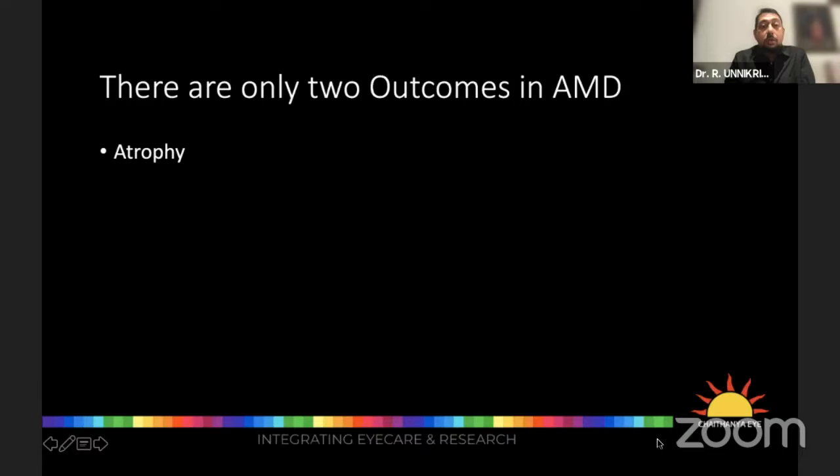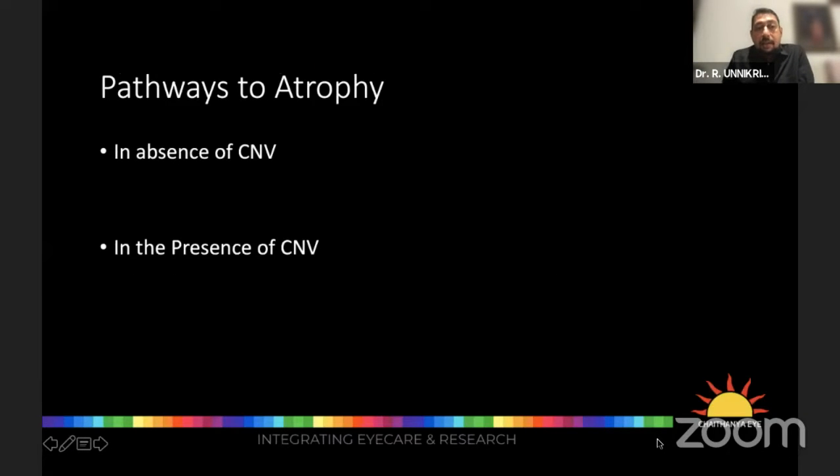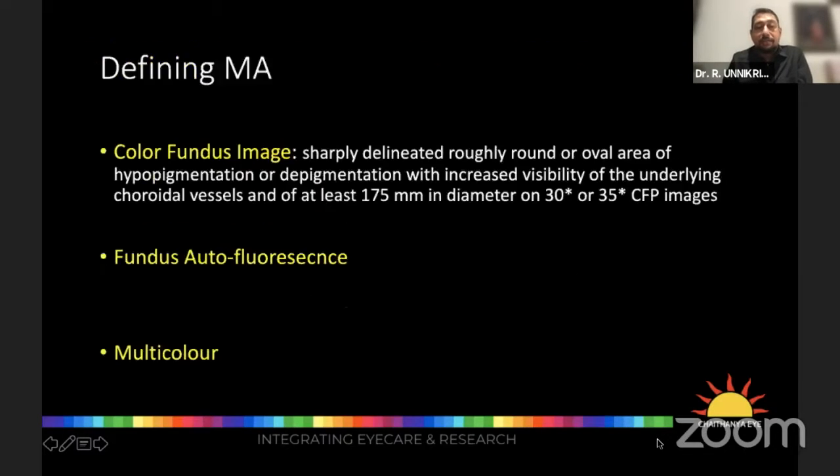There are two outcomes in AMD, that is atrophy and scarring. But there's actually only one outcome in AMD, that's atrophy, whether it is direct or secondary to scarring. And the pathway to atrophy can be in the absence or the presence of a CNV. The description of atrophy is two. One is a primary age-related atrophy, and the other is a Drusen-related atrophy. And macular atrophy has been defined by color fundus imaging, fundus autofluorescence, and multicolor imaging.